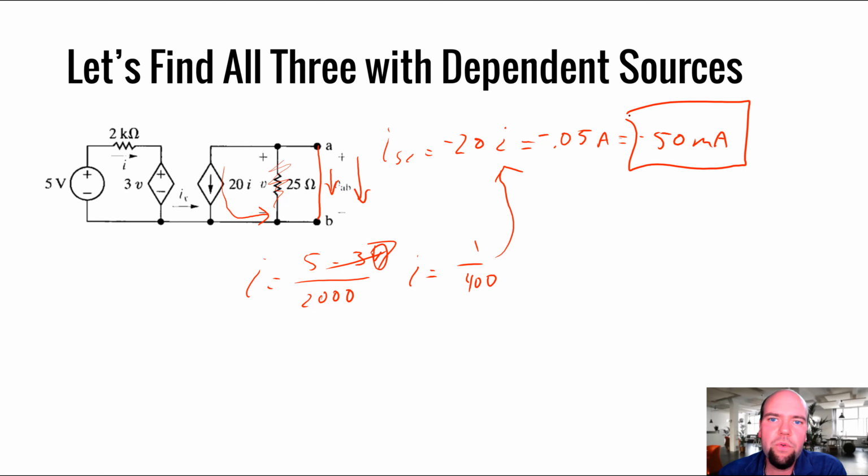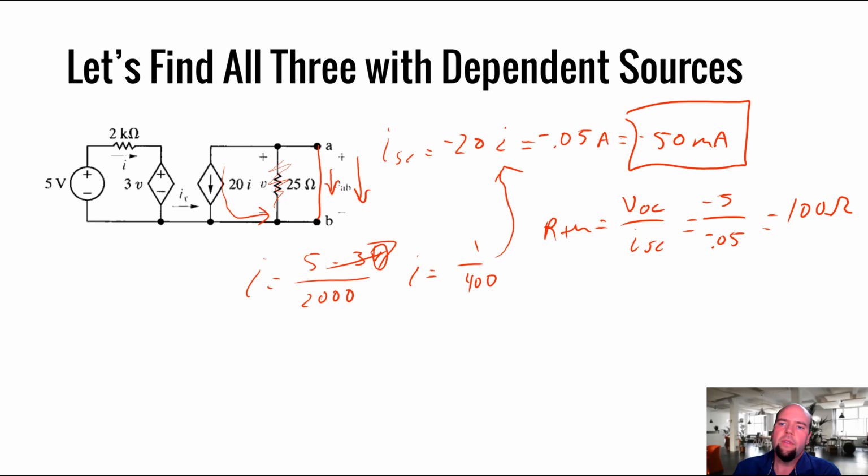Perfect. So now I found the open circuit voltage and the short circuit current. That should be good, and now I can find RTH. Remember, RTH is equal to VOC divided by ISC. So going back to our last problem, that was negative 5 divided by negative 0.05, which is 100. So my Thevenin equivalent to this circuit should be a 100 ohm resistor in series with a negative 5 volt supply.